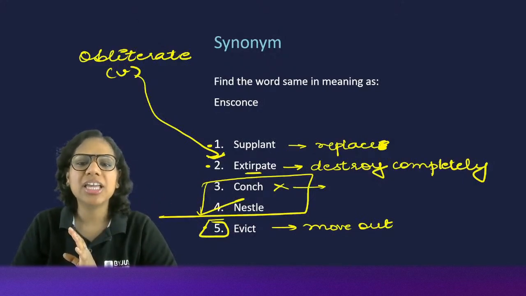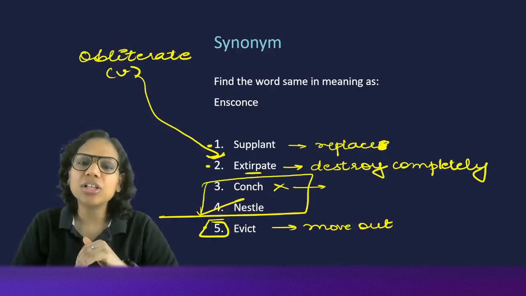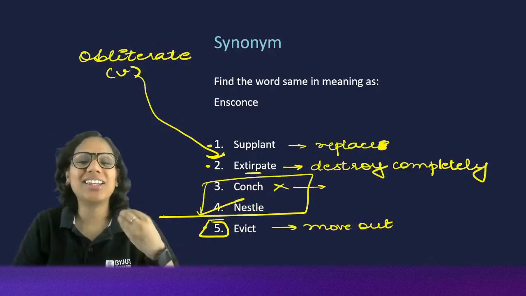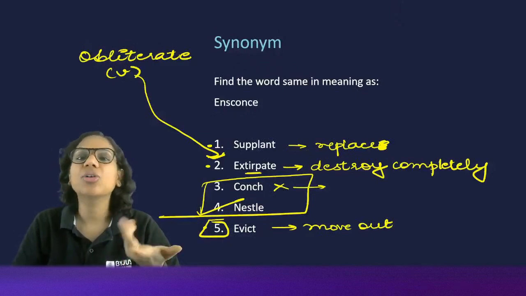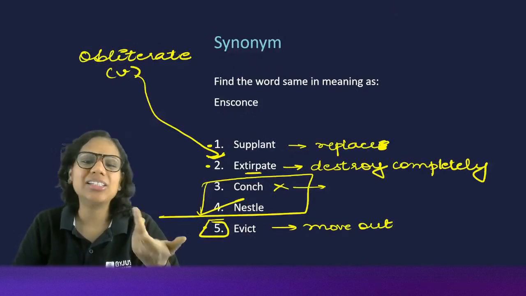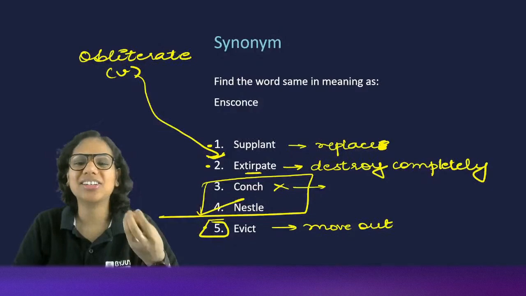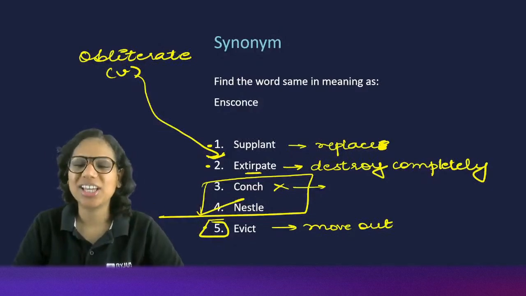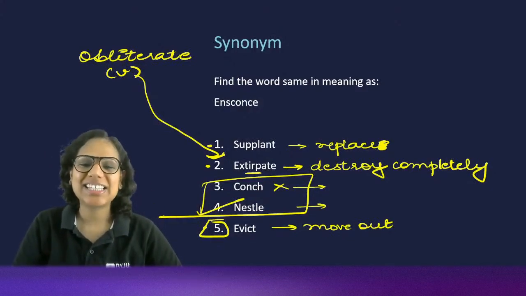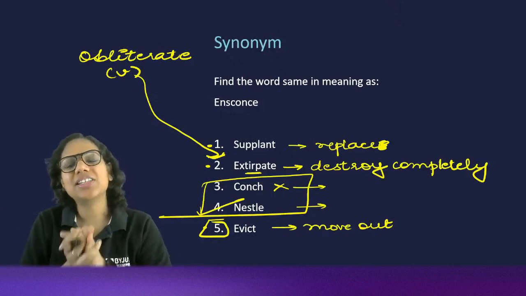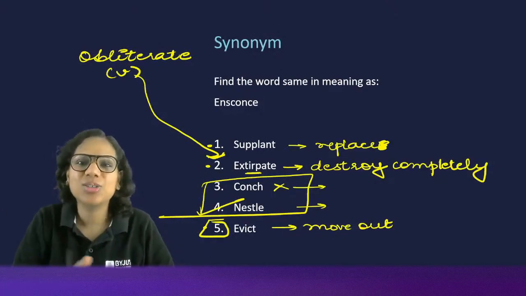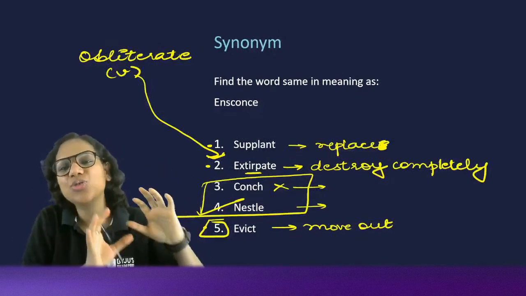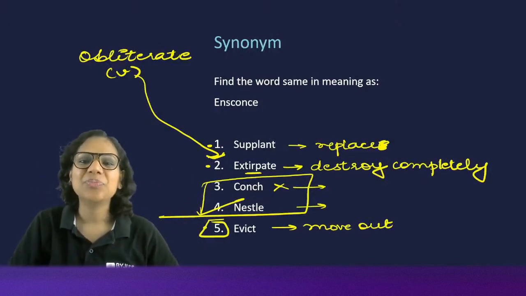Otherwise, supplant, evict, these are easy words. Conch, in case you've read any such story, which is an Indian story, a religious story, probably you could have figured that out. I learned it through a novel. I realized for the first time that Shankh is called Conch through a novel. Nestle. So nestle is when you nestle into something, let's say, a bed, you are very comfortable, you snuggle in that bed, right?